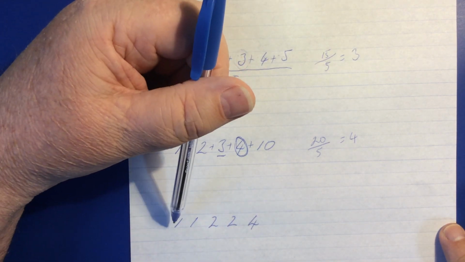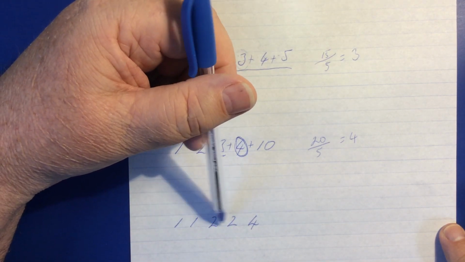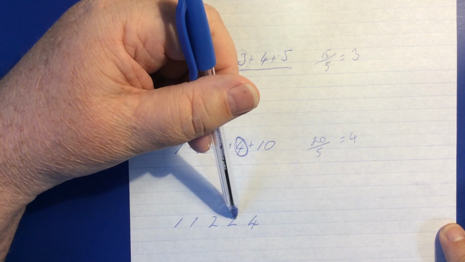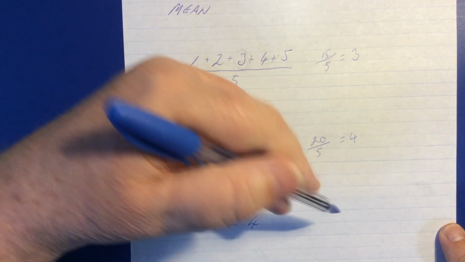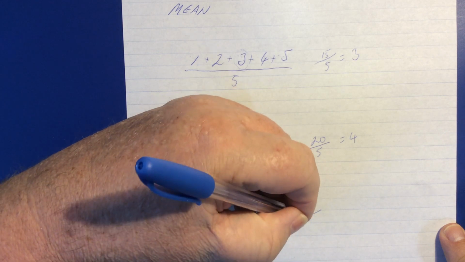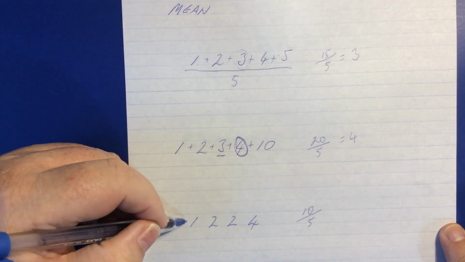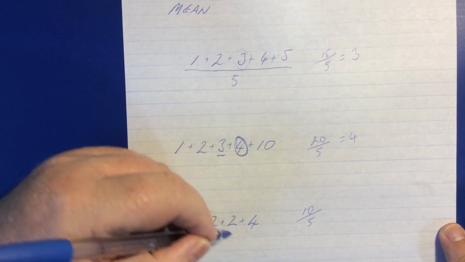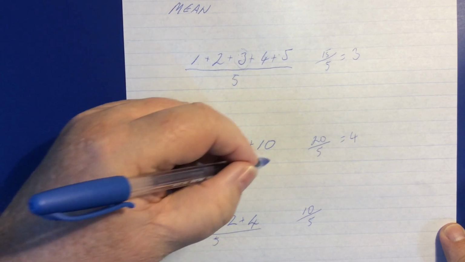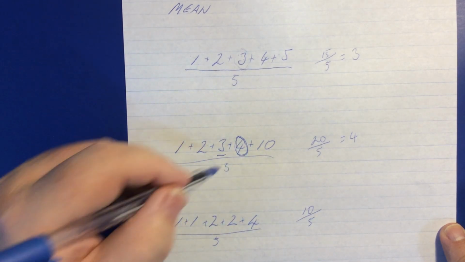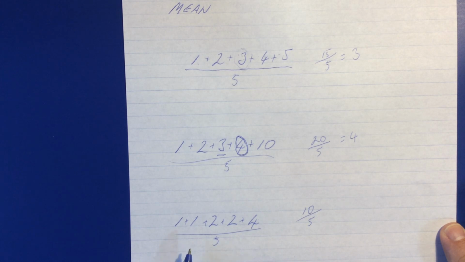Okay, let's do one more. What have we got? 4 and 2 is 6, and 2 is 8, and 2 is 10. 10 divided by 5. Suppose I should put a 5 under that for the sake of completeness. 10 divided by 5 equals 2.